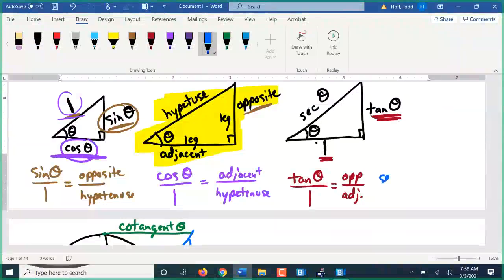And finally, let's do secant of an angle. We compare it to 1. So which side of the highlighted triangle corresponds to the secant? Hypotenuse. And of course, still corresponding to the 1 is the adjacent.